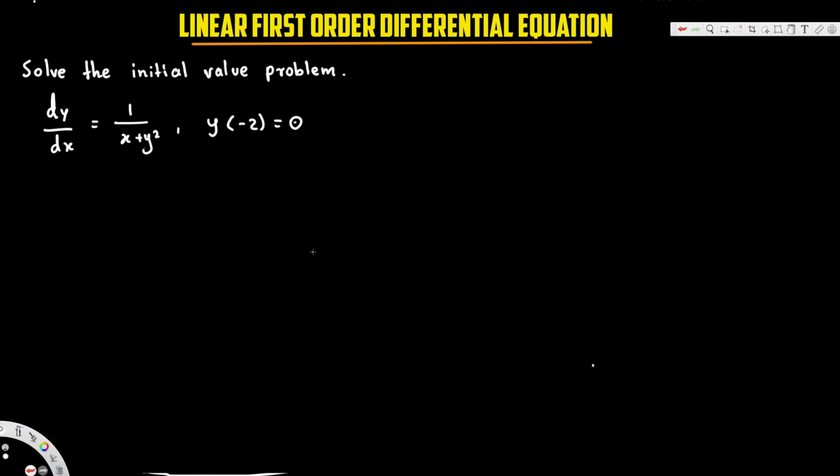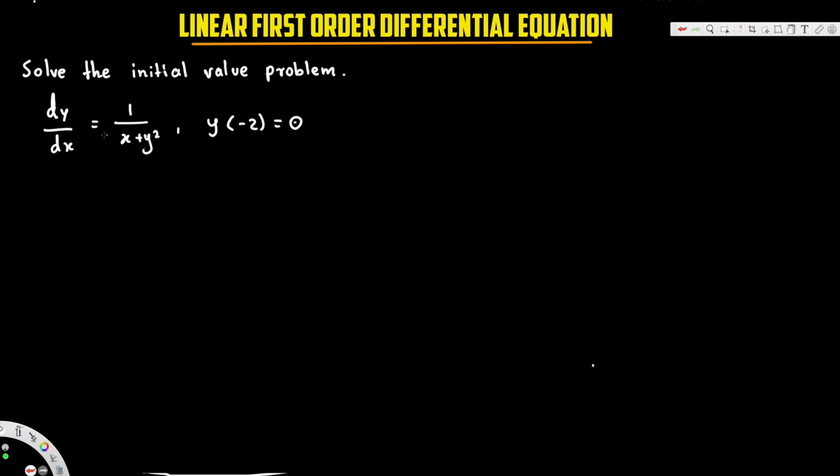What's going on, guys? Let's look at this problem right here. Here we have a first order differential equation, but this is not a linear differential equation because of this y square. This is not linear. Now we can make this one linear if we rearrange this one a little bit. Now let's see how to do that.